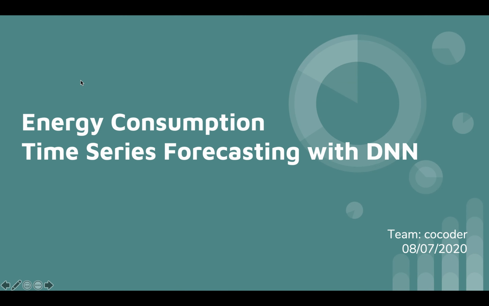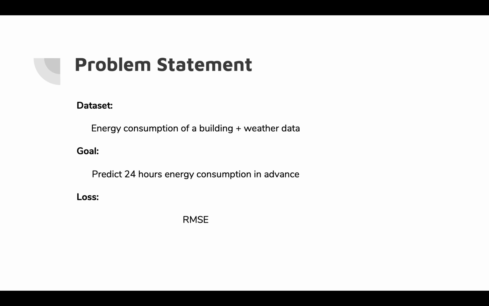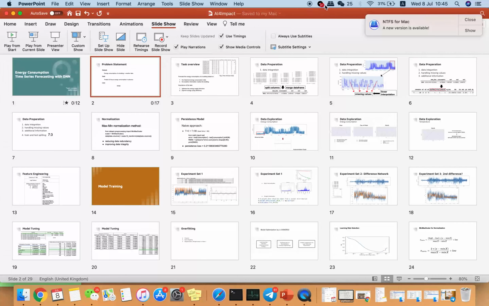We are presenting our solution to the energy consumption forecasting challenge. Given only historical energy consumption data and weather information nearby the building, we developed a deep neural network model to predict the consumption 24 hours ahead, and we chose RMSE as our loss criterion.